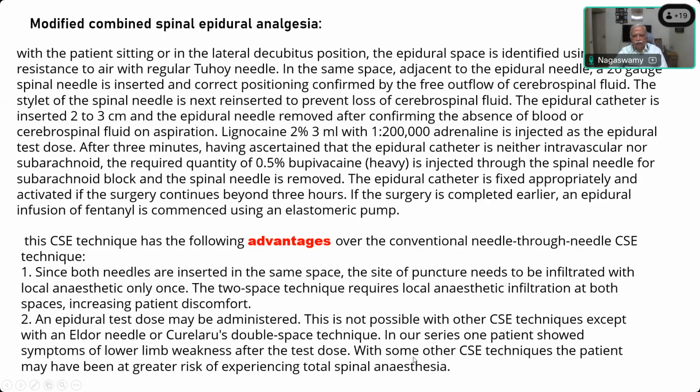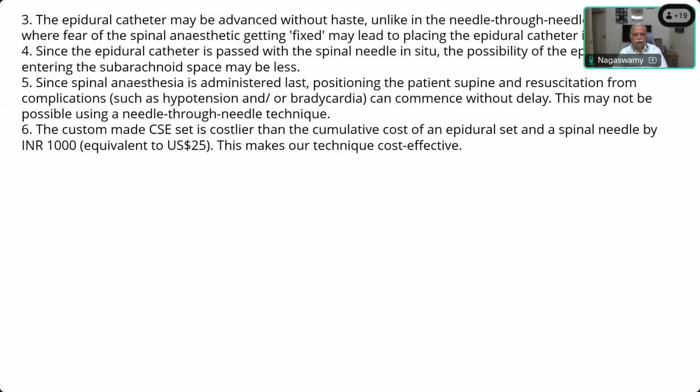The test dose containing adrenaline cannot go into the subarachnoid space if you have not punctured the subarachnoid space before passing the catheter in. And the third advantage is the epidural catheter may be advanced without haste. So in elective surgeries, you don't have to rush pushing the catheter inside, unlike in the needle through needle technique, where fear of spinal anesthetic getting fixed may lead to placing the epidural catheter in a hurry, which is not there.